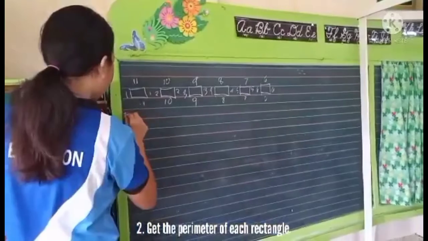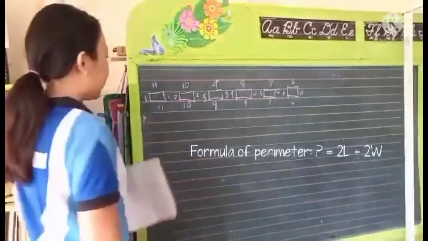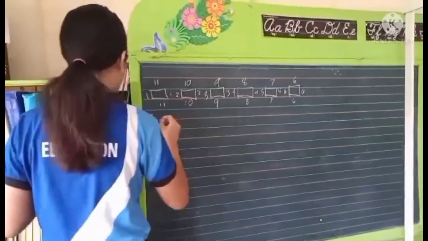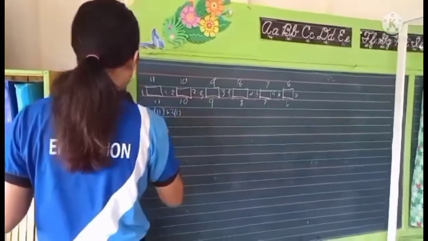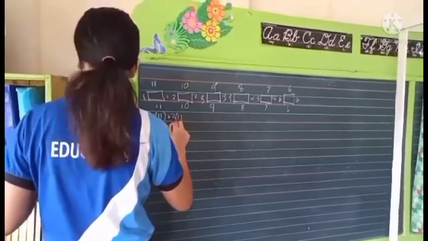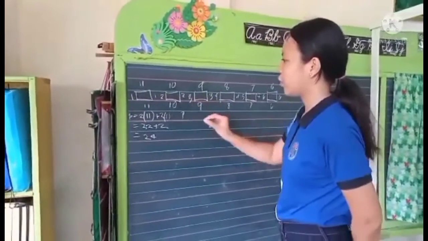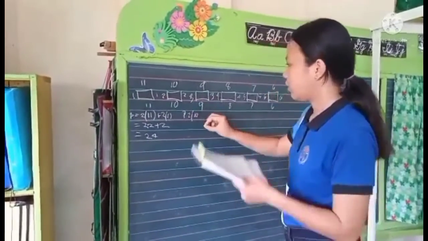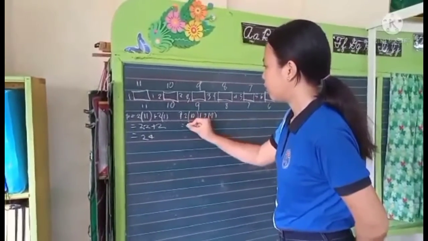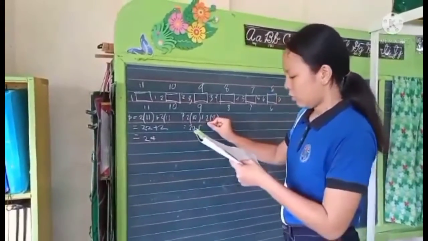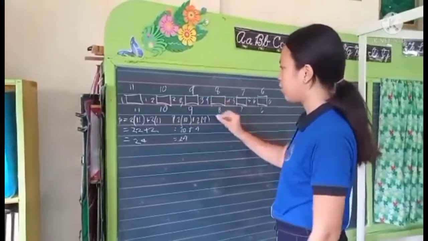So, the perimeter of this is 2 length plus 2 width. To get the perimeter, 2 length plus 2 width, or so 2 times 11 plus 2 times 1 is equals to 22 plus 2 equals 24. So, doon naman sa kabila, ganun lang po yung mangyayari. Sunod-sunod lang po yan. 2 times 10 plus 2 times 2 is equals to 20 plus 4 is equals to 24. Then next dito is, yun.